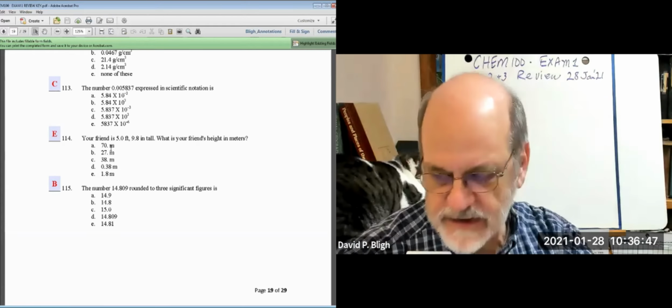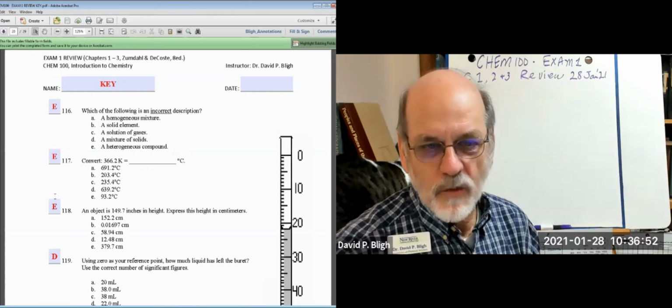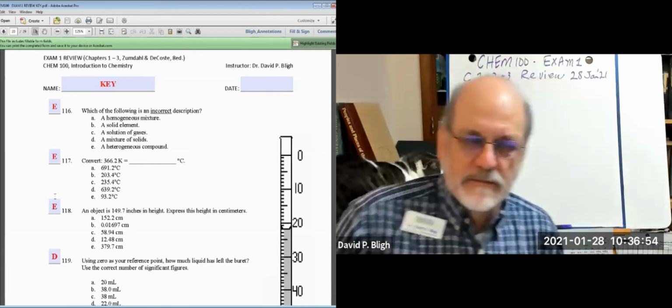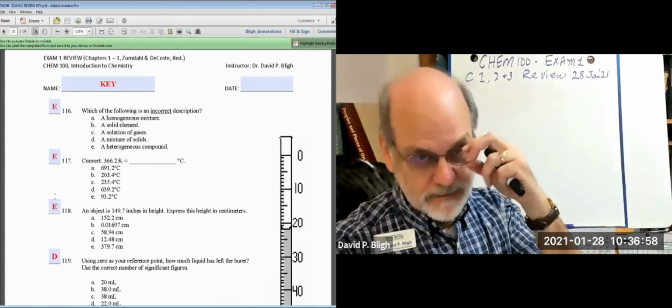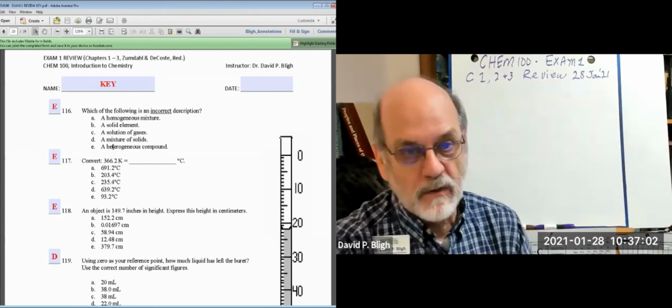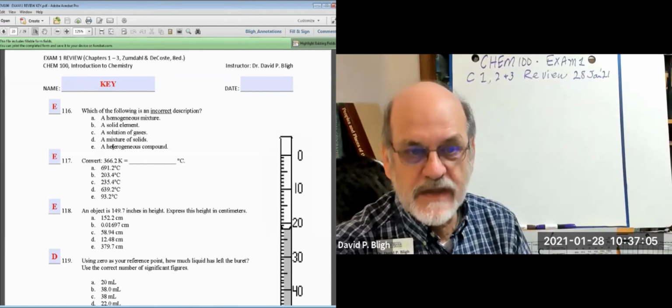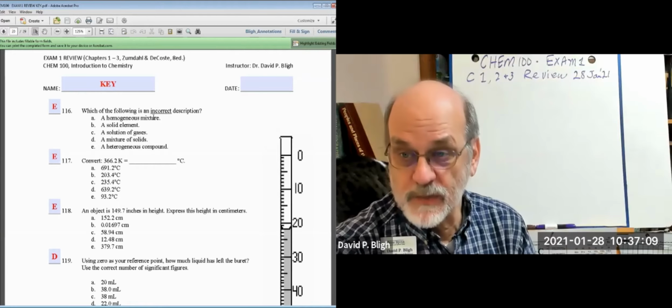116. Let's see what 116 is all about. Which of the following is an incorrect description? Which of these words don't go together? We've got unique answers, A through E, so only one of them can be right. Which is the incorrect one? A homogeneous mixture. Is that possible?